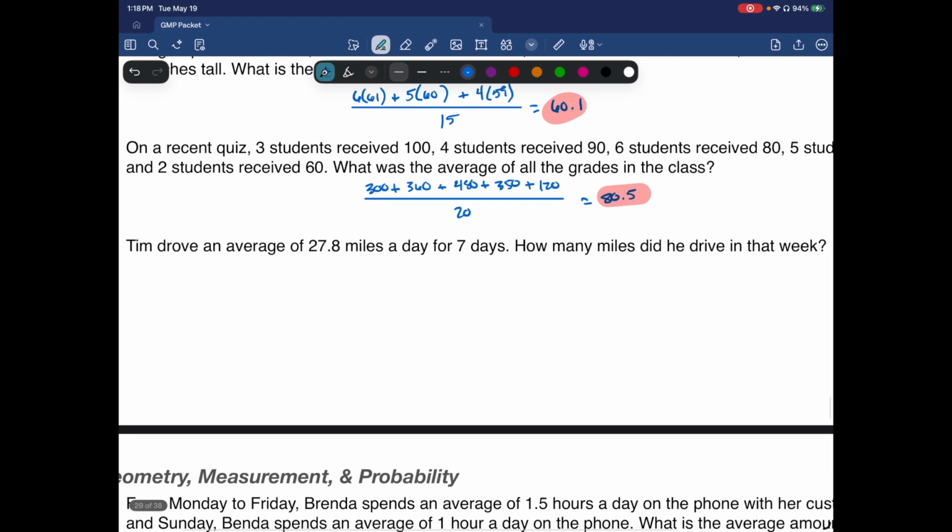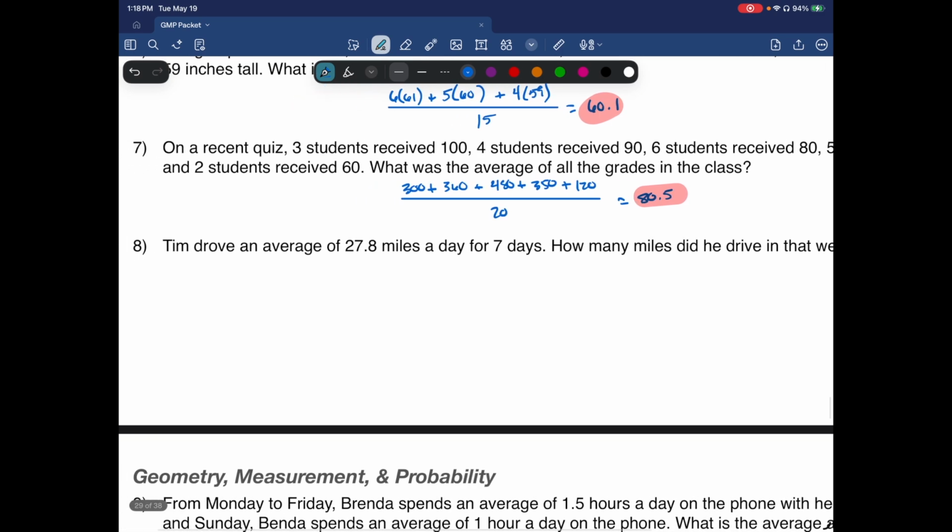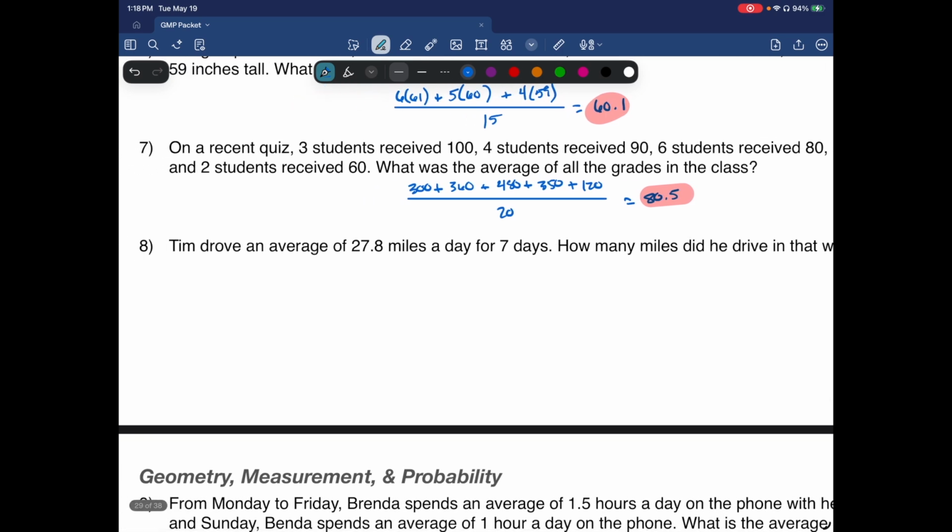All right, Tim drove an average of 27.8 miles a day for 7 days. How many miles did he drive in that week? All right, so 7 times 27.8. It's an average of 27.8 miles a day. So if I just multiply, I get how many miles he drove that week. So that's going to be 194.6 miles that week.